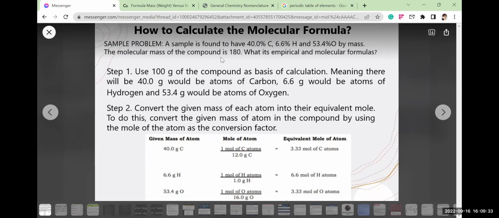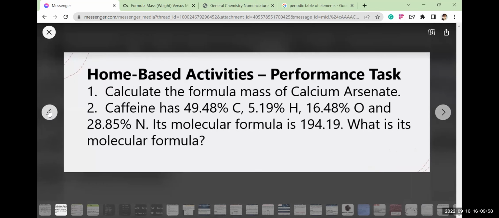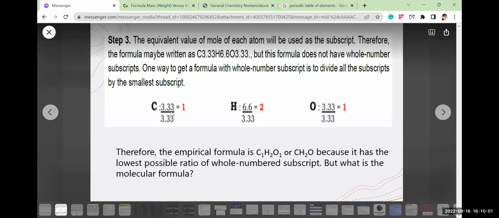Pero okay, so dito sa example ng teacher mo, binigay niya yung percentage. If the molecular mass is 180, what is the empirical and molecular formulas? So, imagine you have 40 grams, 6.6 grams and something grams. And then you calculate how many moles are present. And then you have to divide them by the biggest whole number. Therefore the empirical formula is C1H2O.